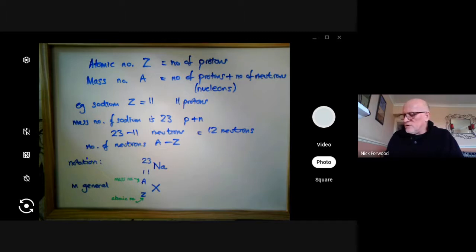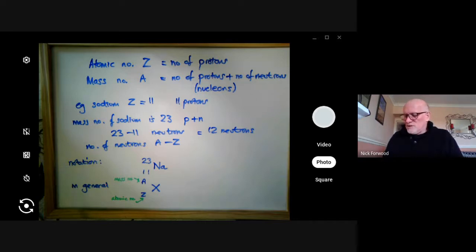You can say, right, I've got a nucleus that's got 23 nucleons, it's got 23 bits in it, 11 of which are protons, 12 of which are neutrons, and orbiting the neutral sodium atom there must be 11 electrons, because I've got 11 positive protons and 11 negative electrons to balance that out to make it overall a neutral atom.